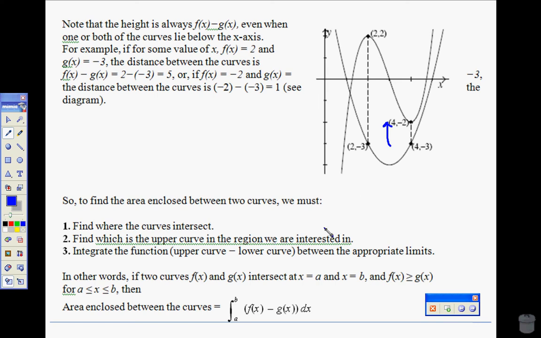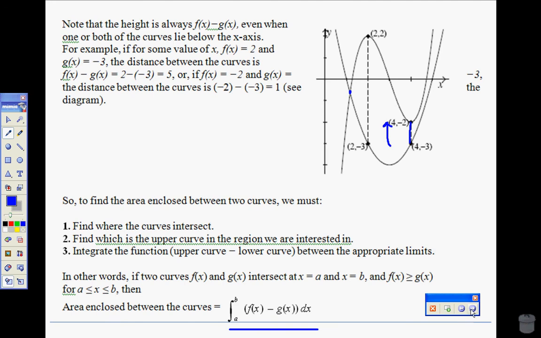So what we really want to do is find where the curves intersect, or what values we are given. Then find which is the upper curve in the region we're interested in, and which is the lower curve. If they crisscross, we have to play around with them a little bit, but generally one curve is going to be above the other. Then we integrate the upper curve minus the lower curve between the limits, and that's what we're looking at applying.